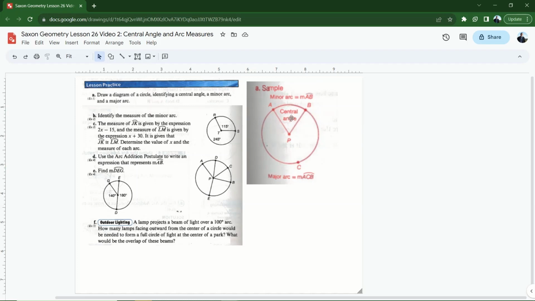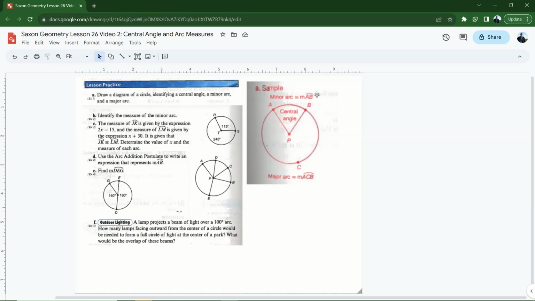I have a minor arc and a major arc. Notice how I do arc notation. So my minor arc is this smaller one. This is obviously less than 180 degrees. When I want to note an arc, I say AB, and I put a little arc symbol over the top. Now, for a minor arc, I can name a minor arc with just 2 letters.